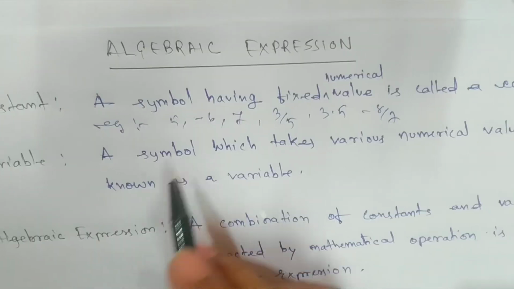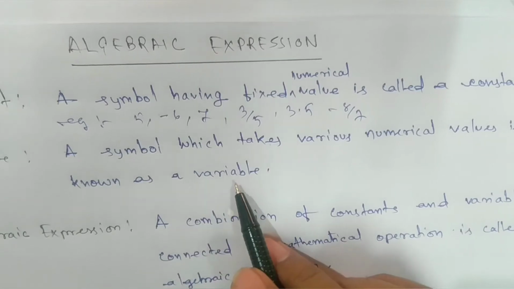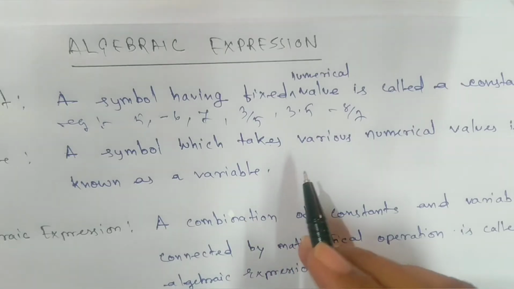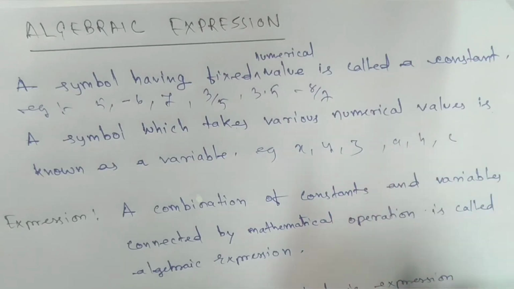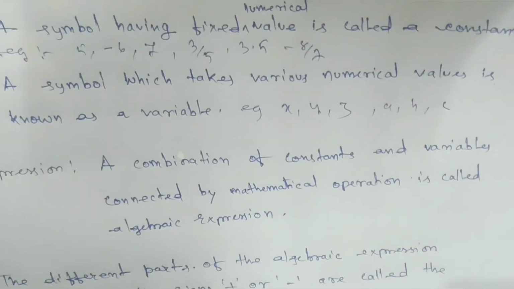Now if we take a variable, a symbol which takes various numerical values is known as a variable. We don't know what the value of it will be, so we take it as x, y, z. Sometimes we take a, b, c, whatever alphabet is there in the English small letters, as a variable. There are many other variables, but we'll not go into them.